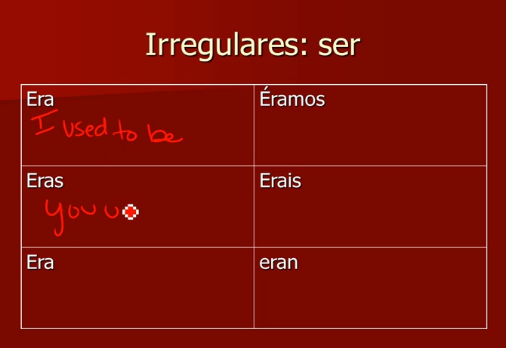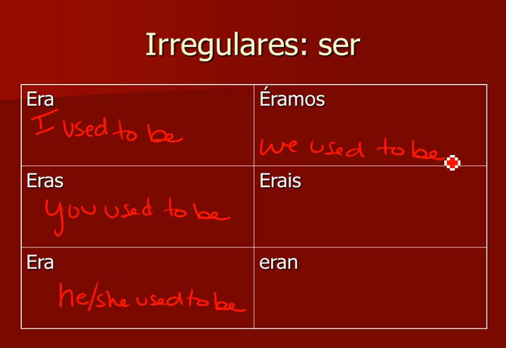You used to be. He used to be, or she, or you formal, is era, just like the yo. Éramos is we used to be. Erais, y'all, so that vosotros, Spain one, used to be. Eran, they or you guys used to be.